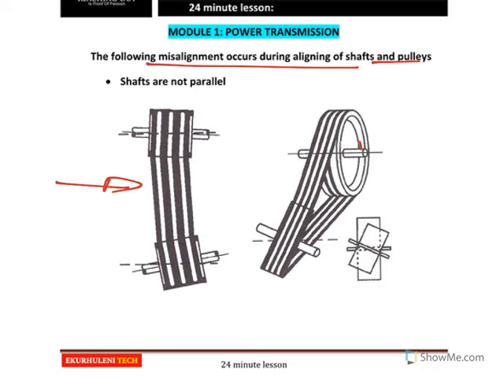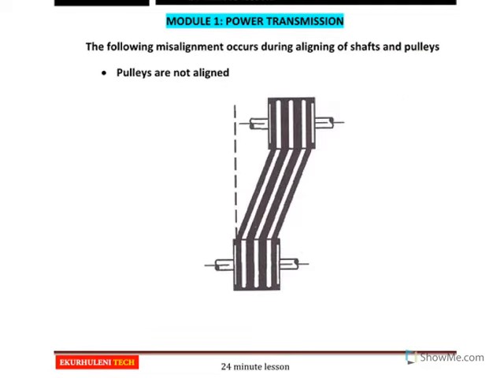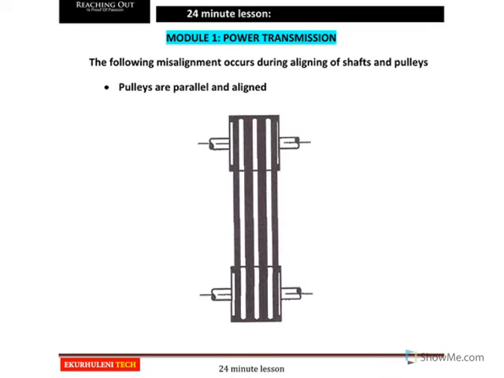They can give that diagram, or they can give this diagram, or they can give that diagram. Whenever you see these diagrams, it means shafts are not aligned. The next misalignment that occurs is that pulleys are not aligned. In this case, you can see the pulley was supposed to be in this area, but it is out of line in this area. Then the next one shows where there is alignment. In other words, pulleys are parallel and aligned. This is the proper way whereby the pulley is parallel and it is also aligned to the shaft.